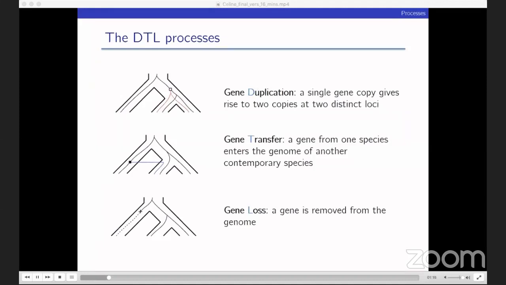In a gene duplication, a single gene copy gives rise to two copies at two different loci, the original locus and a new one. In a gene transfer, a gene from one species enters the genome of another contemporary species. Transfer can occur frequently, for example, in bacteria, and through a number of biological mechanisms, such as transformation, transduction, and conjugation. And in a gene loss, a gene is simply removed from the genome. Collectively, we refer to these processes as DTL, and these events can occur multiple times, allowing the gene tree to possibly differ greatly from the species tree.